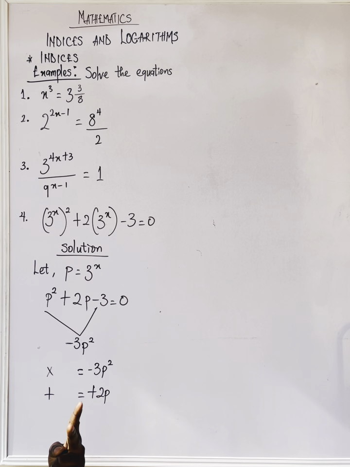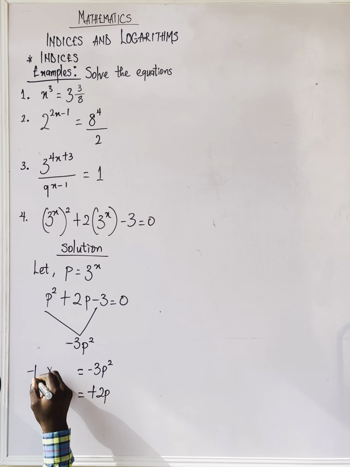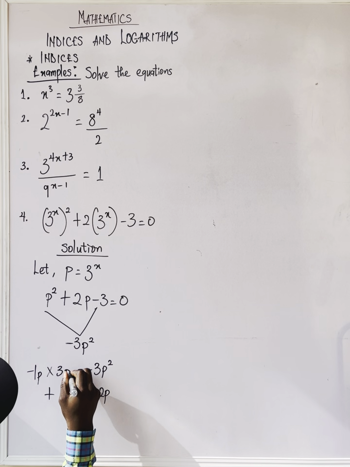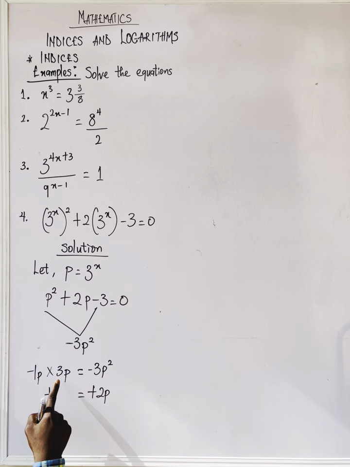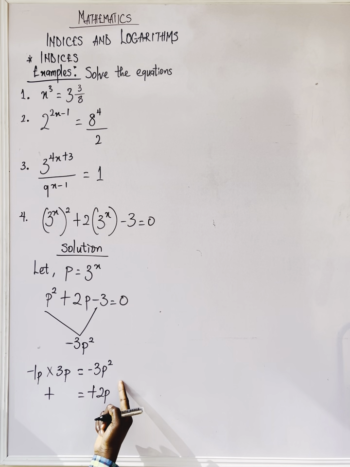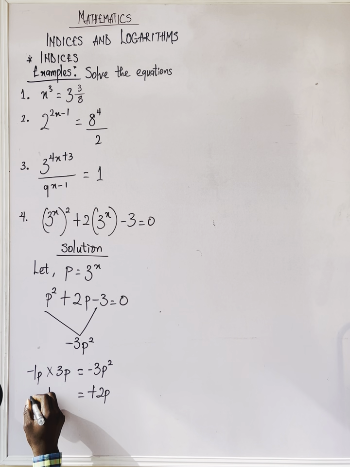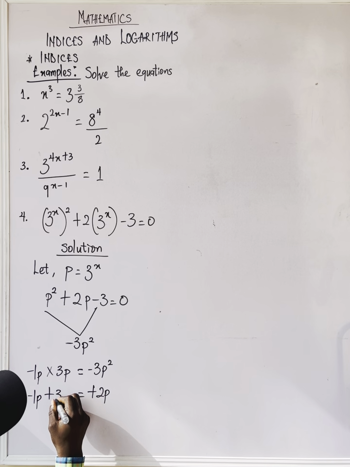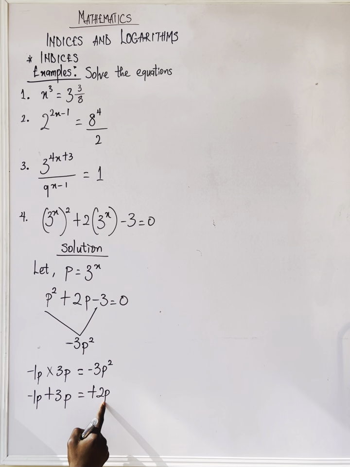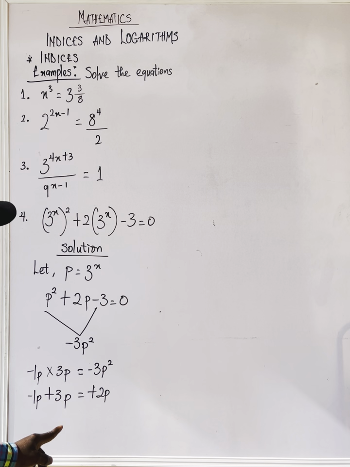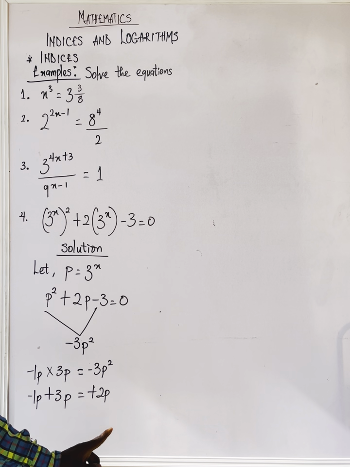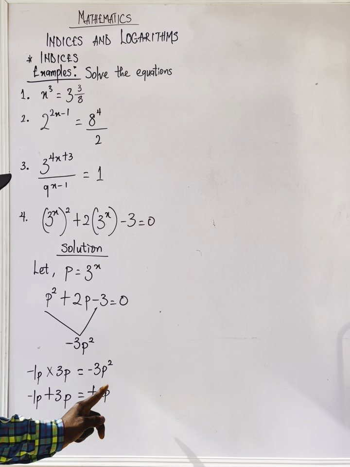So what are the two numbers we can use? We can use minus 1p and plus 3p. Now, minus 1p times 3p will give us minus 3p squared. It's correct, right? Then minus 1p plus 3p will give us plus 2p. Minus 1p plus 3p is the same as saying 3p minus 1p, which gives us plus 2p. So it's still actually correct.